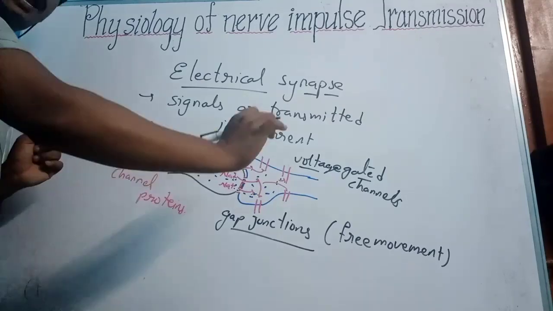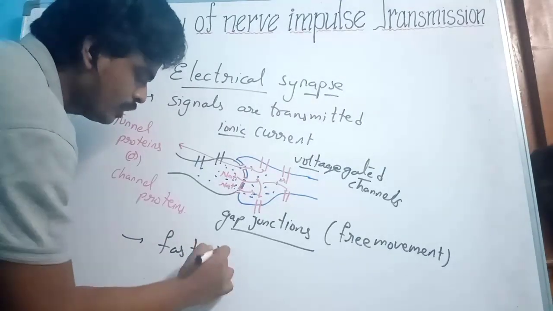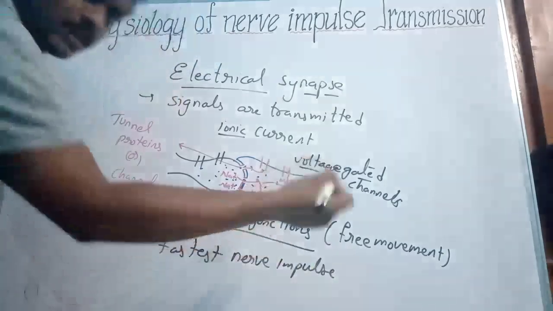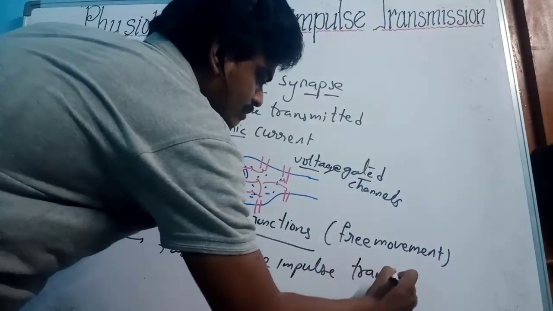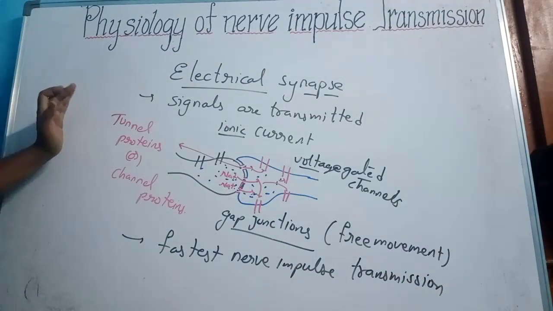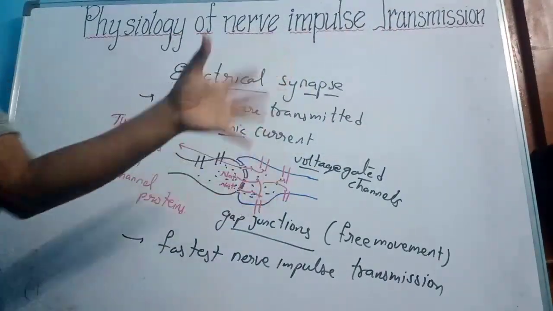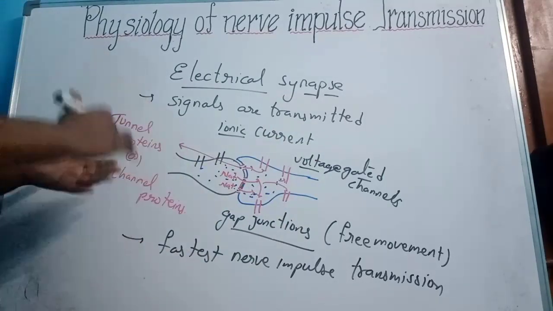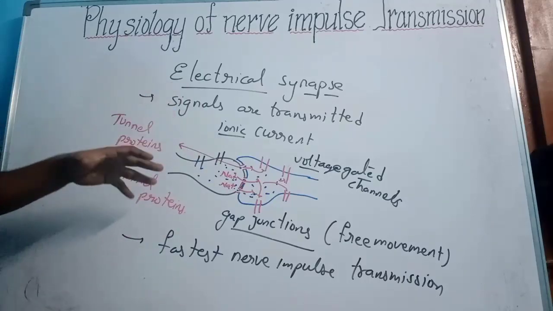This transmission is the fastest transmission in our body. So it is the fastest nerve impulse transmission. It is very fast when compared to the other types of transmission, because there is nothing stopping them. So once the depolarization wave sets up, it will continue to the last part where the neuromuscular junction will be there. We'll discuss that in the coming classes, don't worry. So this is easy. So this is faster.